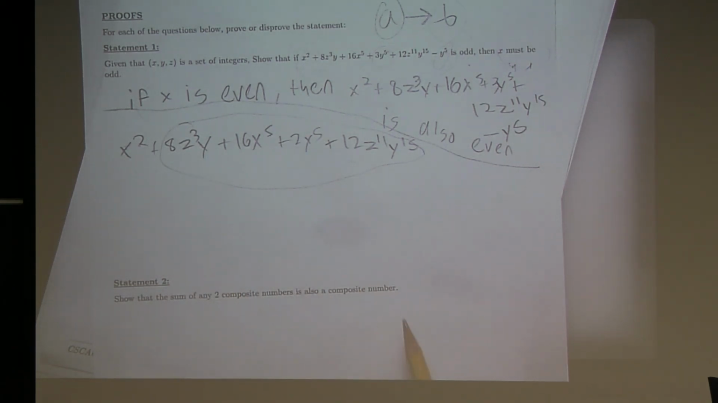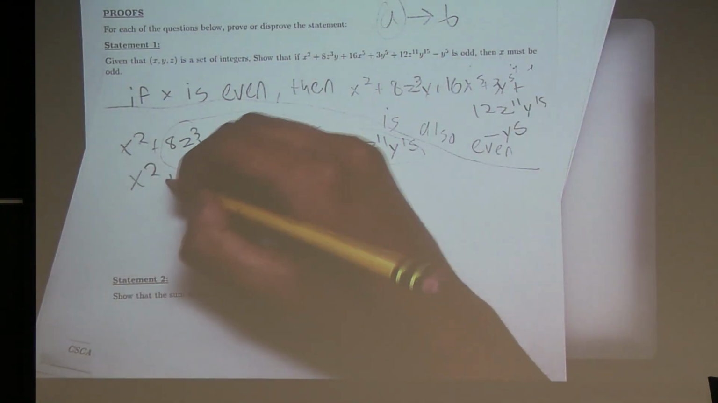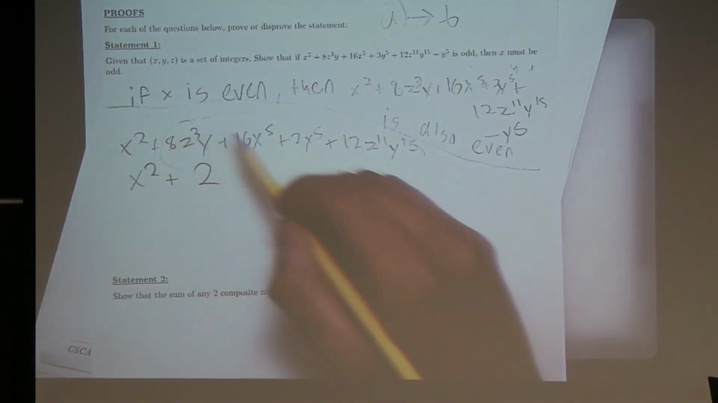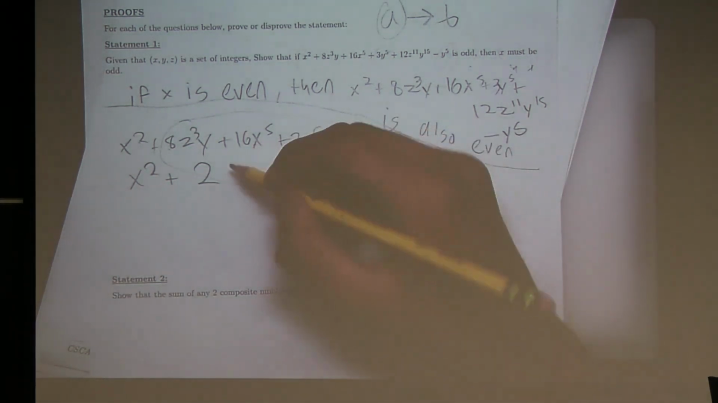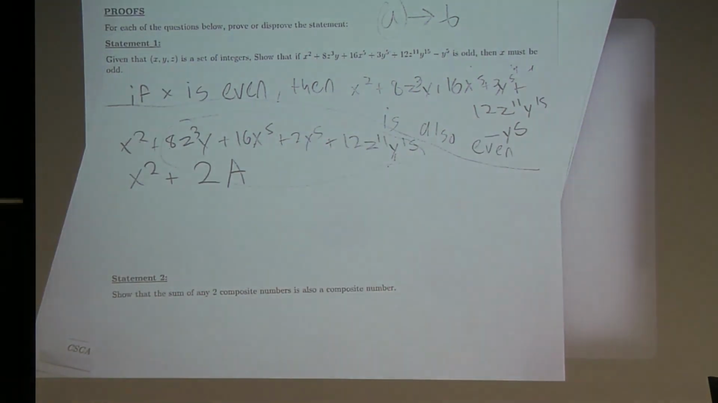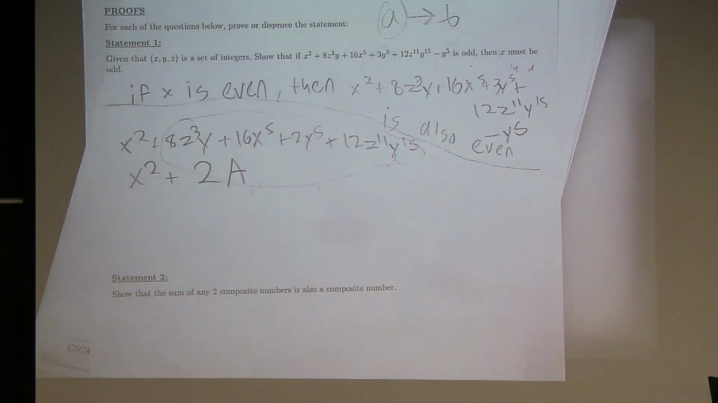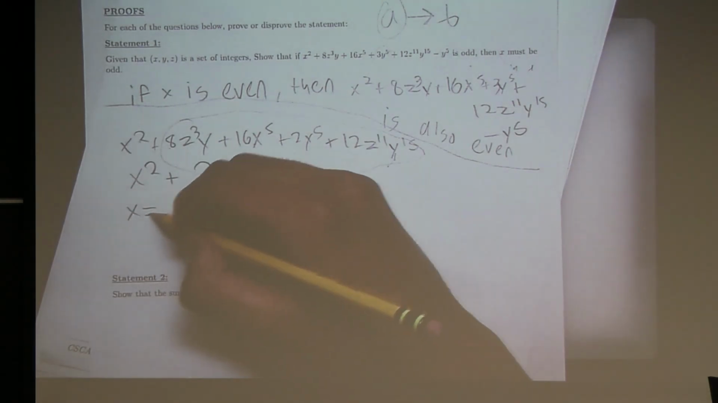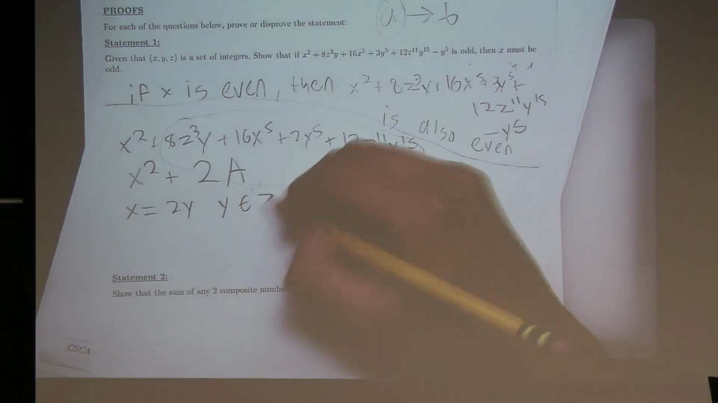The significance of this is that we want to show that this statement is even. If all these coefficients are even, we can take out a factor of 2, since all of these terms divide by 2. So we can replace this with 2a, for example. We just want to show that x squared plus 2a is even when x is even. What we know about x being even is that x equals 2y, where y belongs to the integers.